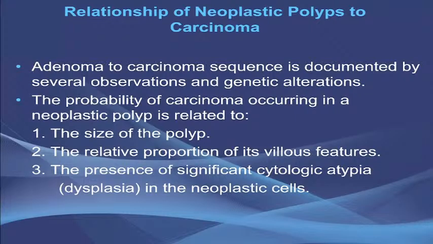And I've already shown you some of the features: the pseudostratification, the nuclear pleomorphism, the appearance of mitosis, particularly abnormal mitosis. All these herald the risk of malignant transformation, or the probability of carcinoma occurring in a neoplastic polyp.